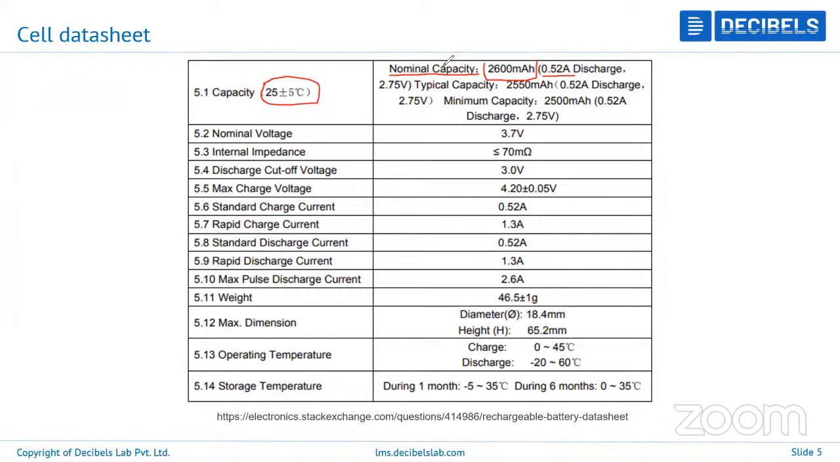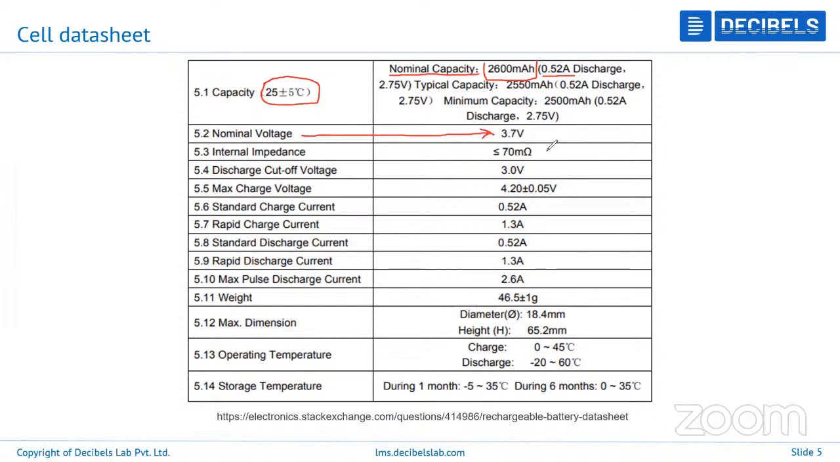It's what the manufacturer rates the capacity of the cell to be, right? So this is a tested value. So if the cell was to be discharged continuously at 0.52 amps, then they would attain a capacity close to 2600 mAh. So here you can see, similar to nominal capacity, there's a terminology here called nominal voltage.